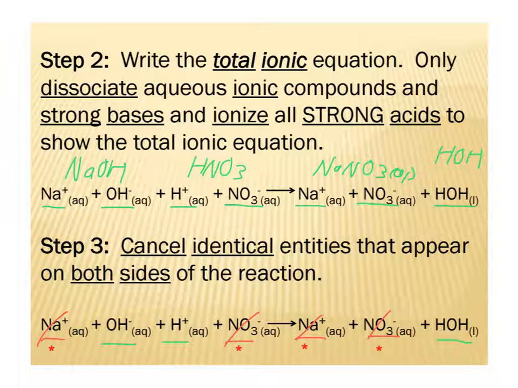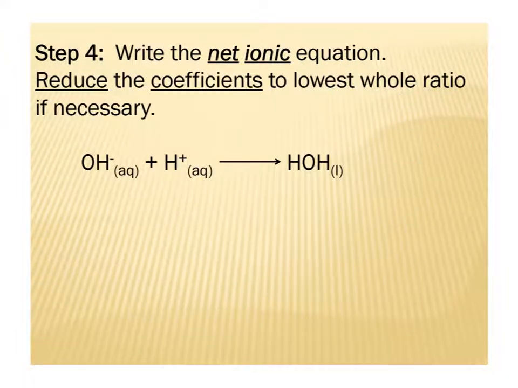Those are the three things that are left over that we can write for our net ionic equation on the next slide. As promised, here is the net ionic equation. We have 1 mole of hydroxide reacting with 1 mole of hydrogen ion to give you 1 mole of water, the molecular compound. We also have to reduce to any lowest coefficient if necessary.